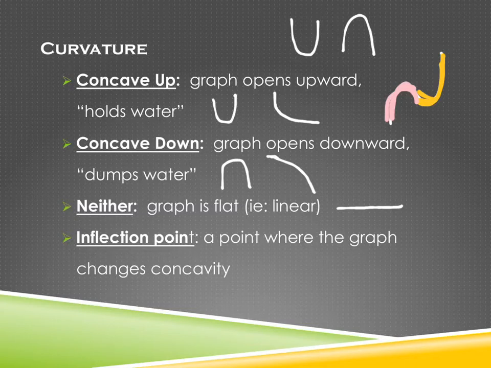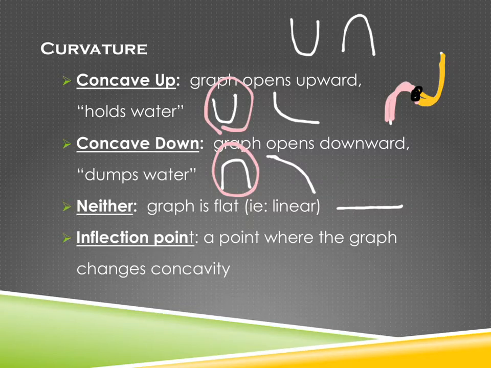And then an inflection point is a point where the graph changes concavity. So obviously not every graph has that. These graphs right here don't have that. The whole graph is one thing or the other, concave up or concave down. But this other graph that I drew over here, right here in the middle, it changed between the pink and the yellow. And that point where it changes concavity is called a point of inflection. Okay, does everybody have all those written down?